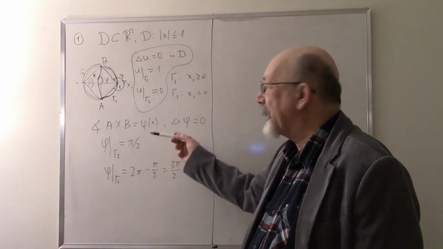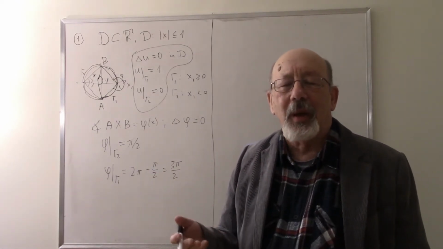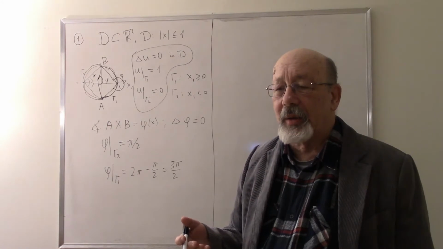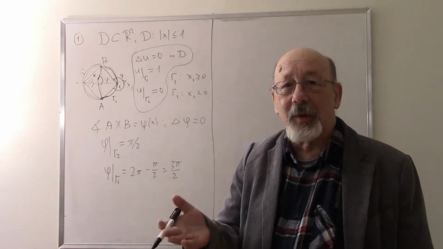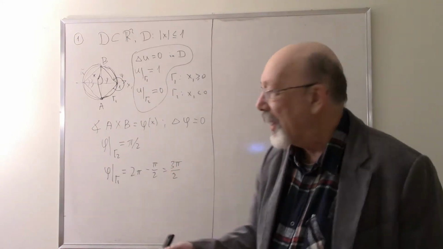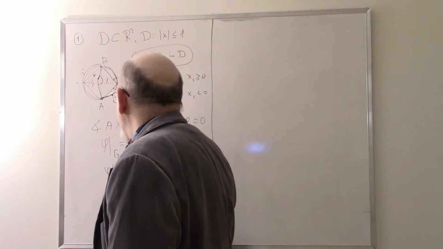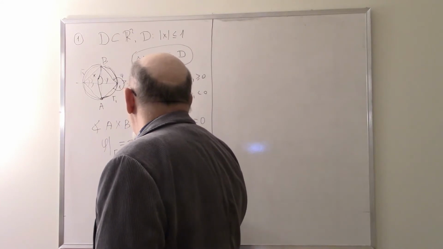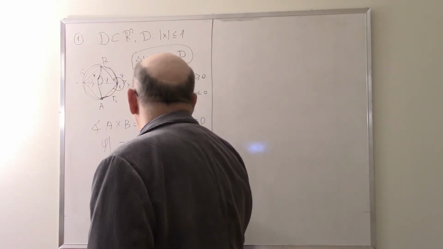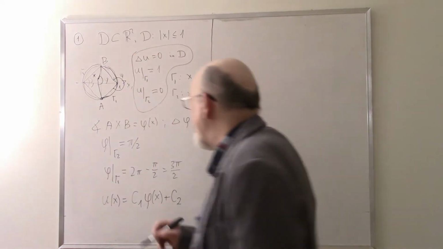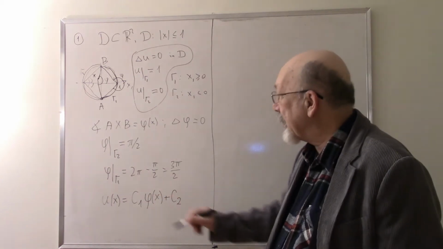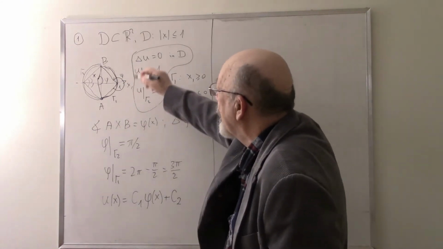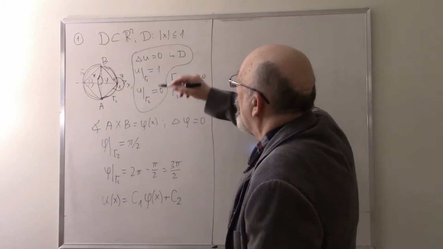What can we do? We can multiply this function by some constant. It remains a harmonic function. And we can add a constant, because a constant is also a harmonic function. So consider the function u of x equals, say, c1 phi of x plus c2. For any constants c1 and c2, this is a harmonic function, and let us find its value on gamma 1 and gamma 2.